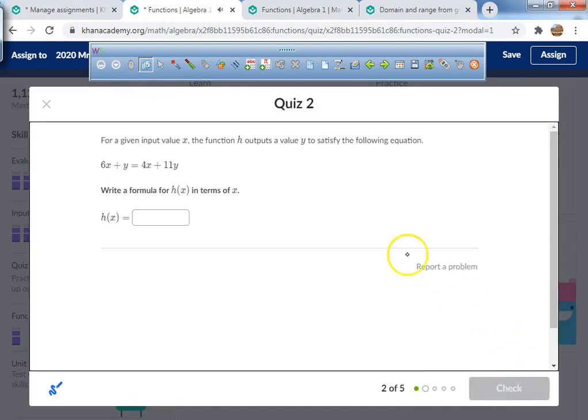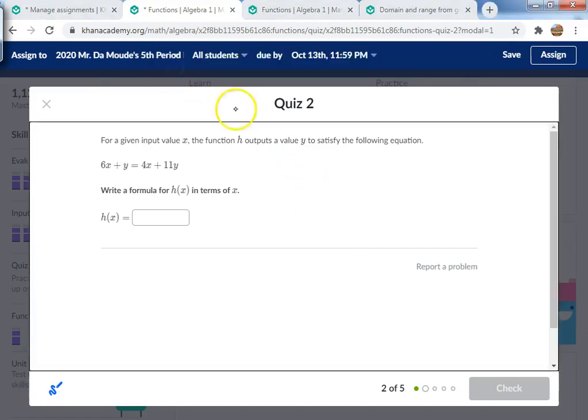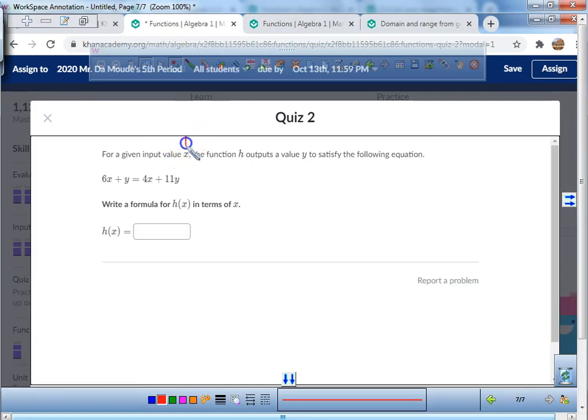Woohoo! All right. Quiz 2. For the given input value of x. So x is the input. So that's our input. That's our domain. The function h outputs a y value. Okay, so the h is our y value. So this just basically means y equals. So all we got to do is just solve for y.